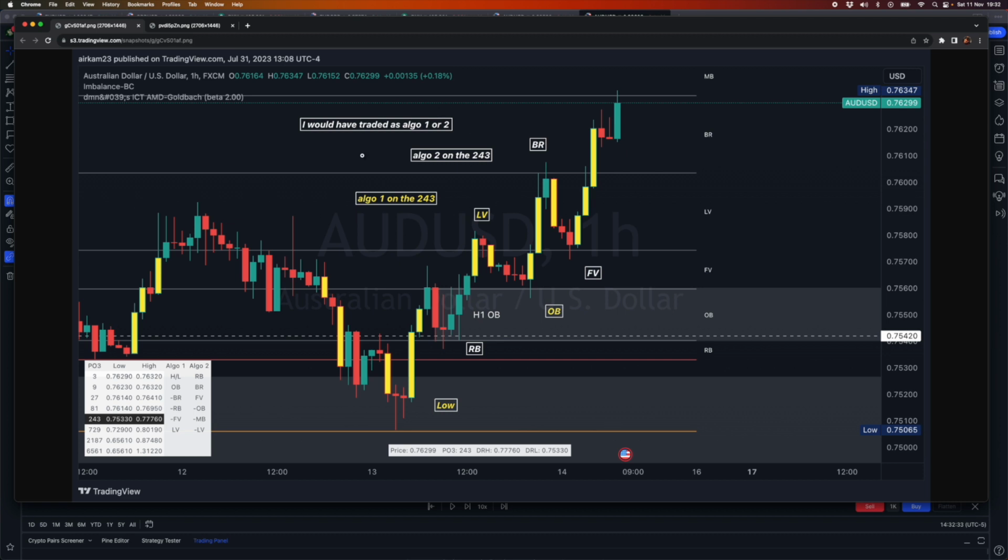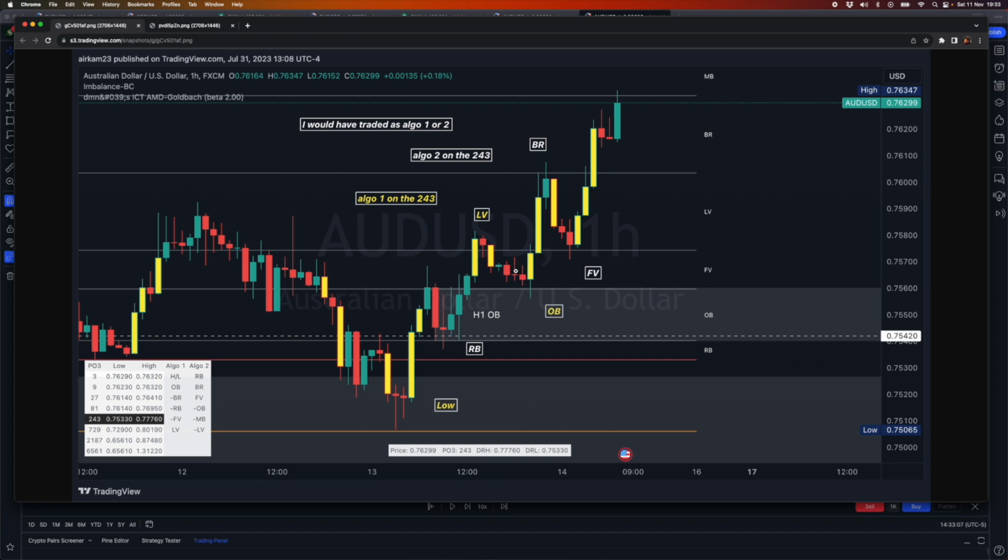Now, there would have been 2 ways to trade this. Algorithm 2 is easy to explain. And algorithm 2 I've talked about a few times. So the algorithm 2 I've highlighted in white. So I would have seen the power of 3 stop run into the ERD. And then would have seen the order block forming in the order block GB level. As soon as we returned from the breaker and I saw a fair value gap in the fair value gap level, I would have entered my trade here in this fair value gap.